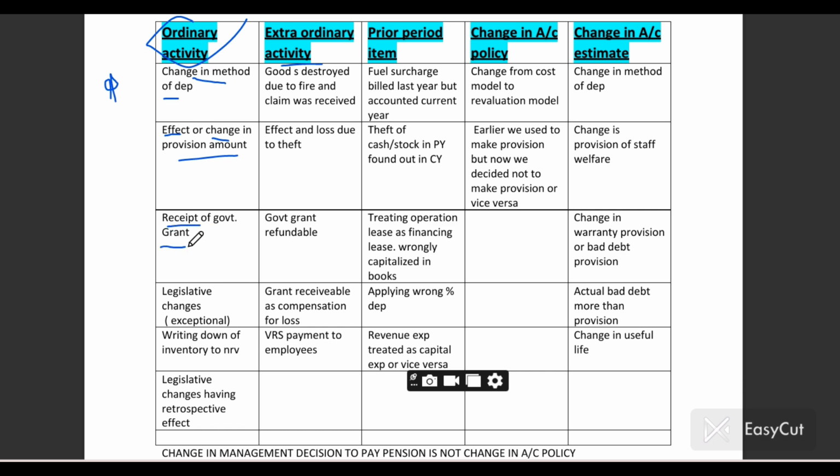And receipt of government grant: if you are receiving any government grant, it is normal course of business. But if you are refunding any government grant, this is an extraordinary activity. Why extraordinary activity? Because it means you had violated some provisions, and violation of provisions is not in the normal course of business. It is non-recurring in nature. So if government grant is refundable, then it is extraordinary activity. Receipt of government grant is ordinary activity.